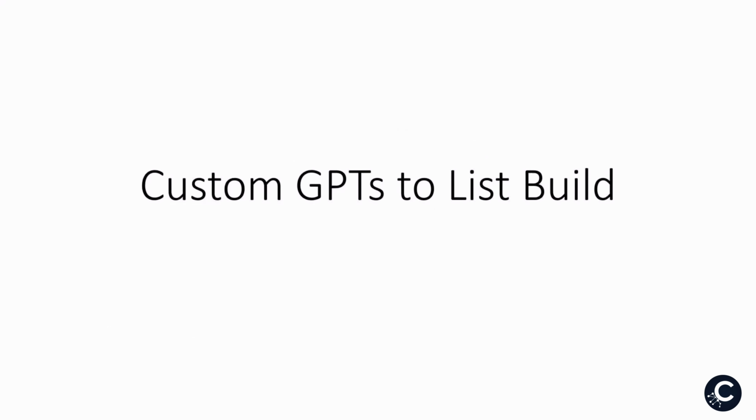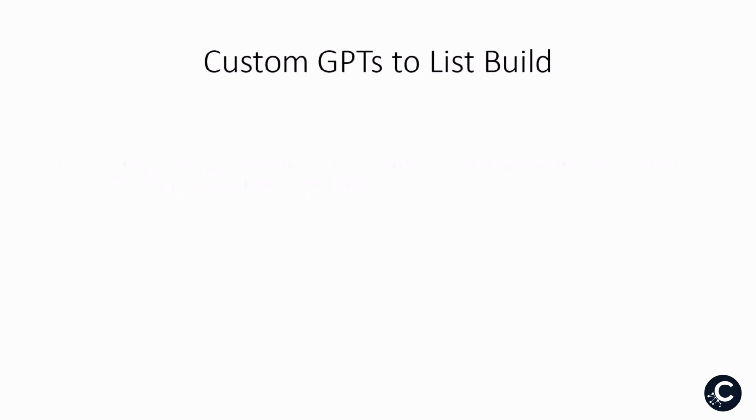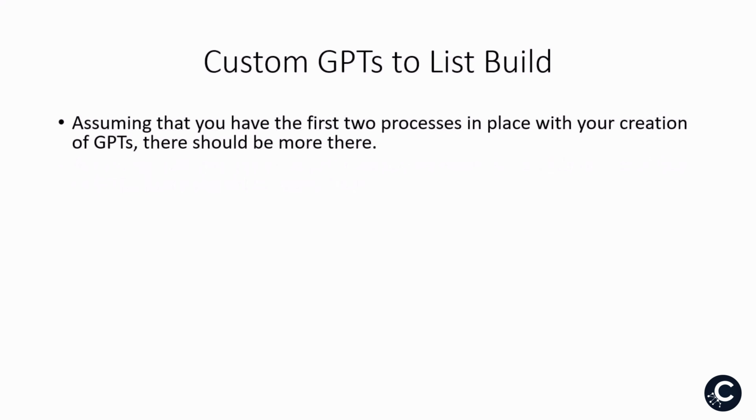Let's talk about using your GPTs to list build. Assuming you have these other two processes in place. Now, again, those two things don't go away. So please do not think that I'm going to create a GPT to help me to build my list, but I'm not going to have a USP in there. Can't do it, right? It has to have a USP in it.